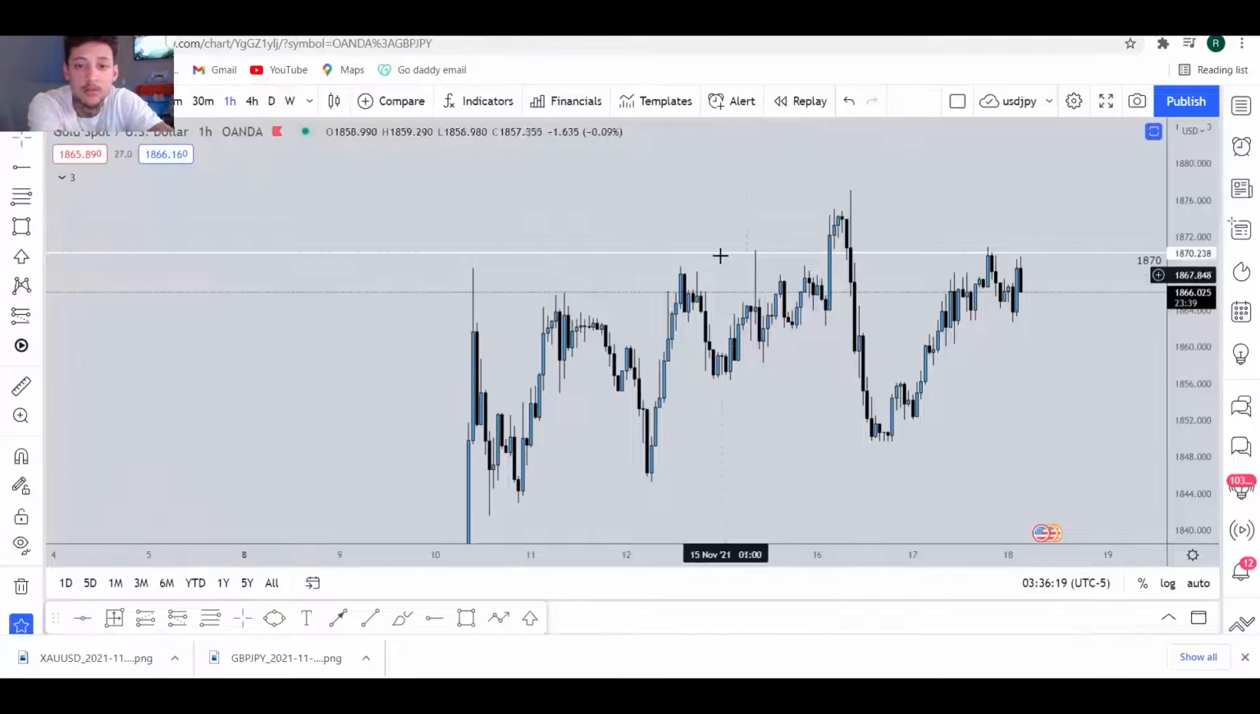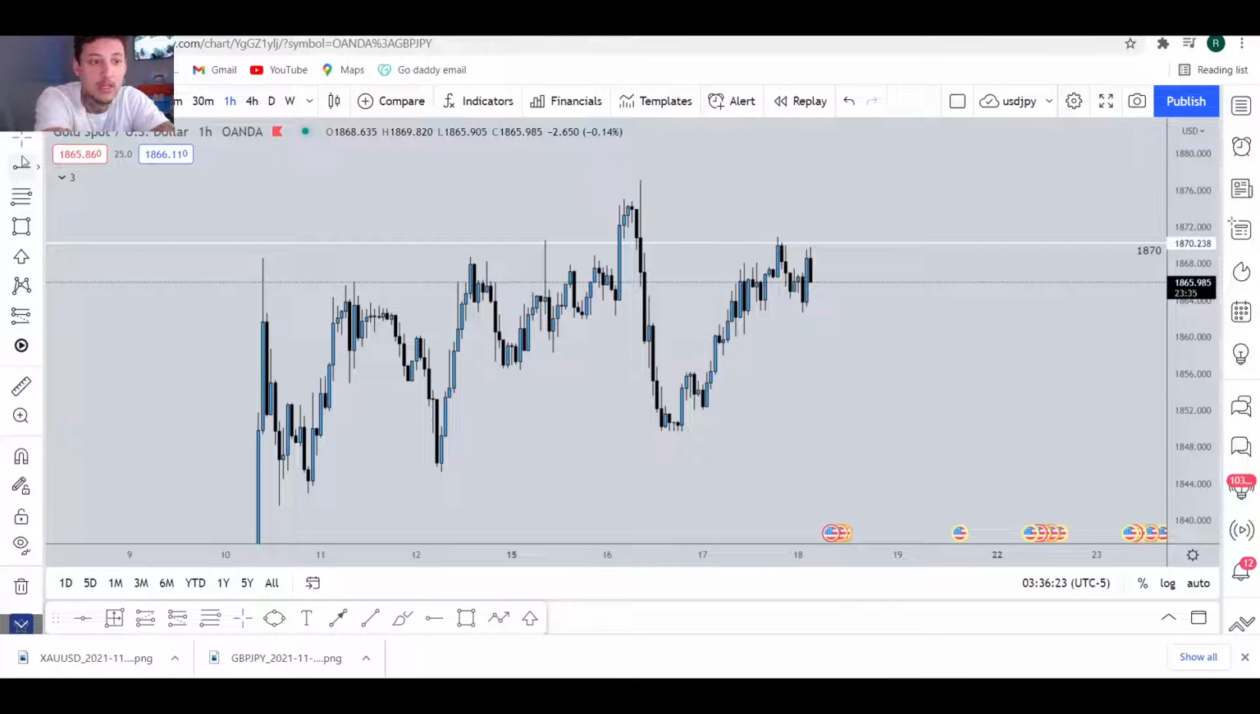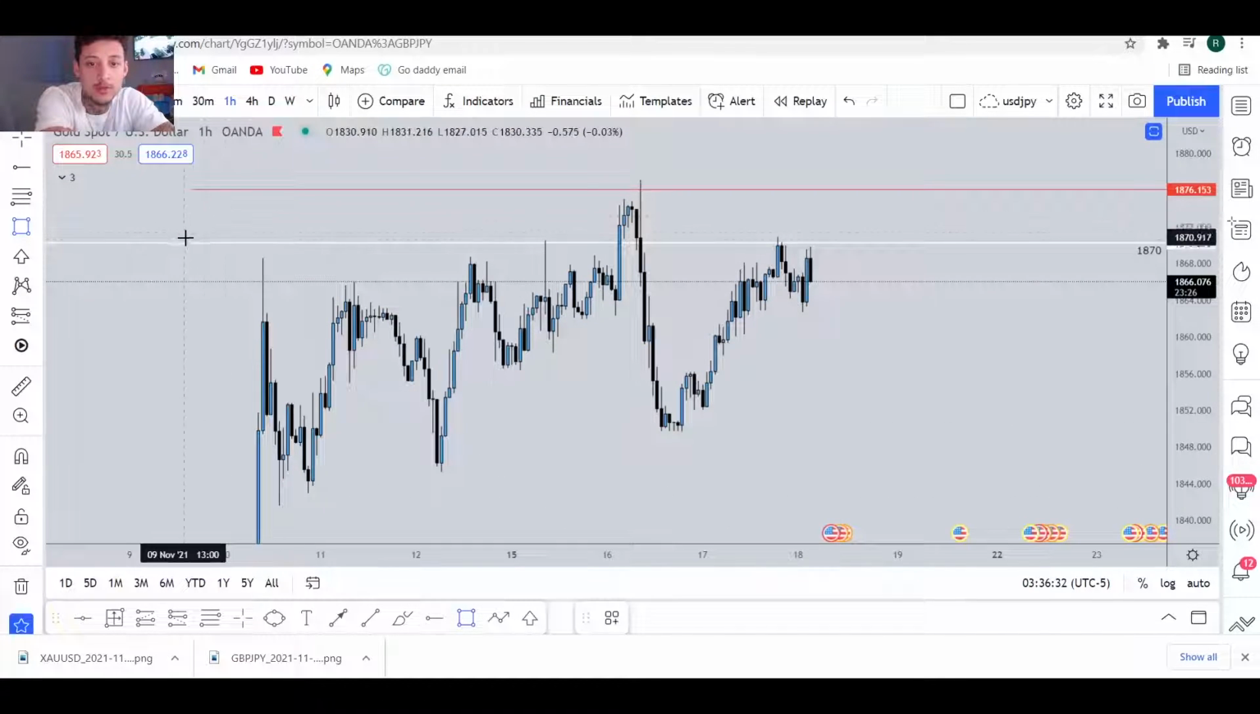So let's go look for some more examples here. What I mean by this, right? So I'm going to use this marker here, and we're going to make this red. And I'm going to draw a zone, which is going to be green, right?